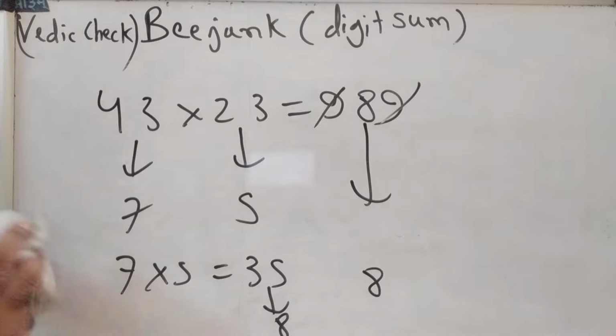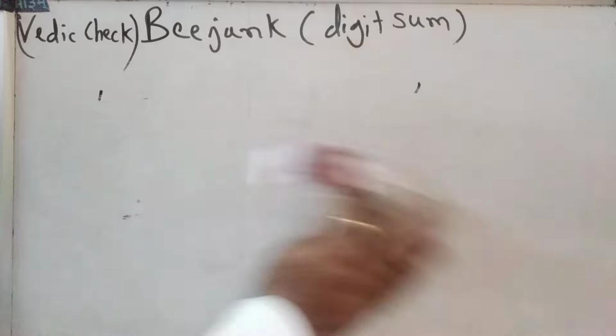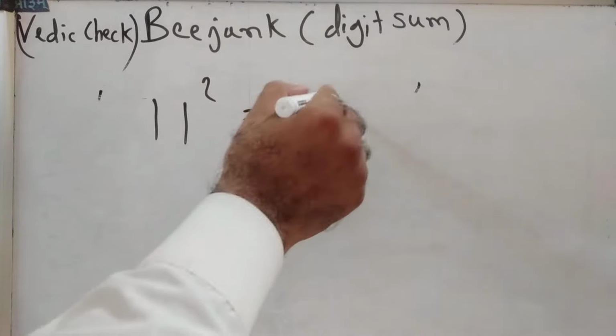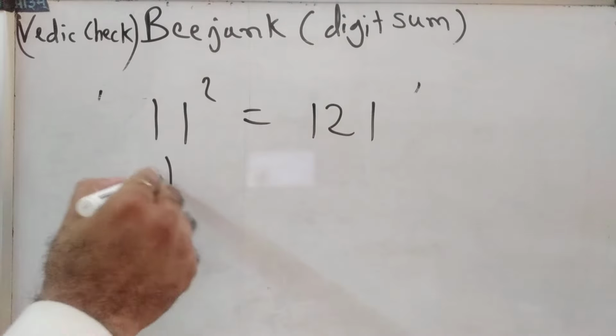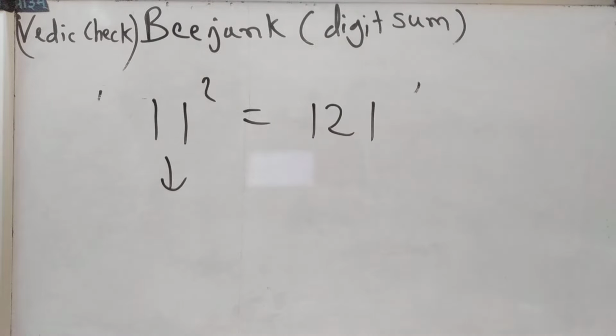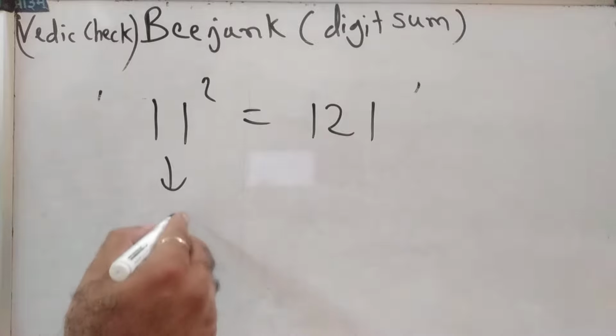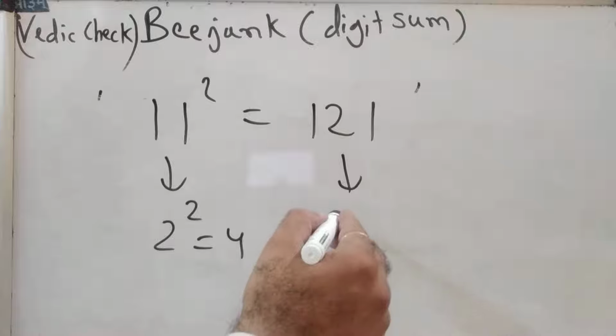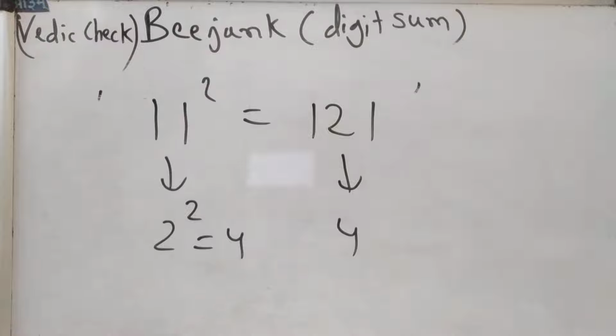To check Bijank of square, 11 square is 121. So first we find Bijank of the number 11, which is 1 plus 1, 2, and square of Bijank is 4. Also Bijank of RHS is 1 plus 2 plus 1 is 4. So our answer is correct.